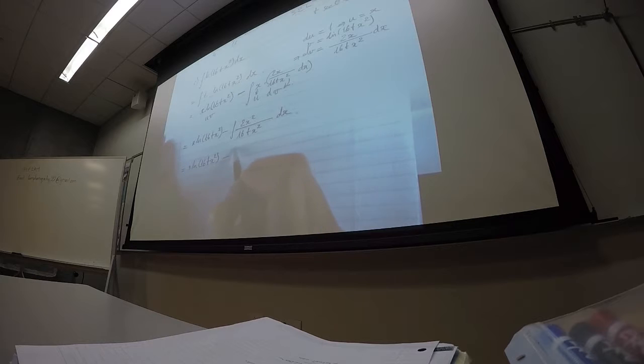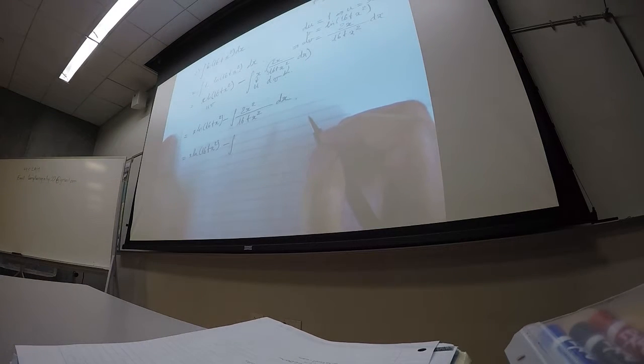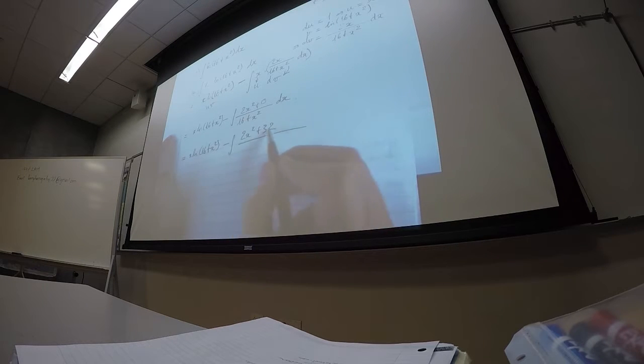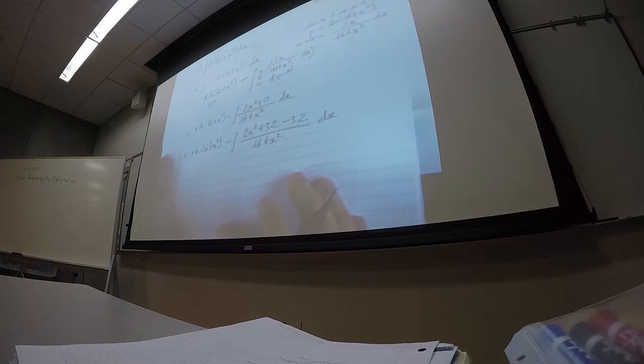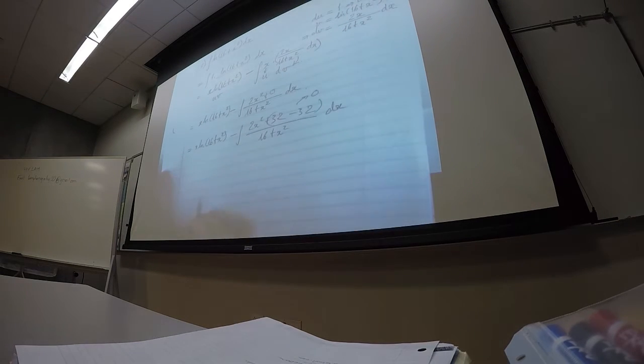Instead of dividing it, it sounds complicated. How about we just set it equal to something? Okay? You have a 2x here. So let's say you have 2x squared plus 32. But since you have a 0 here, you've got a minus 32, right? Over 16 plus x squared dx. Okay? That's equal to 0.